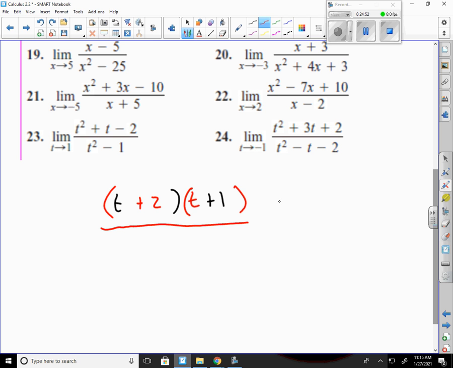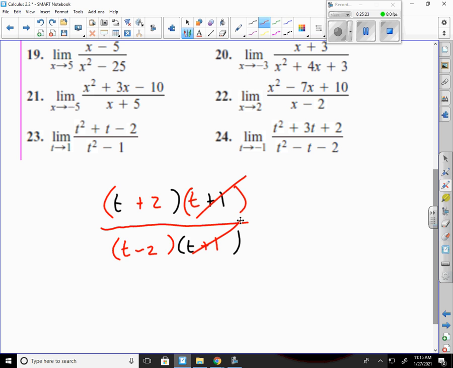In the denominator, I guess I should have checked that first. Negative 1 squared is 1, minus a negative 1 is 1, so that would be 1 plus 1, which is 2. Minus 2 gives me 0. Had a feeling it wasn't going to work. I think I did it yesterday. What multiplies to give me negative 2 and adds to negative 1? That's going to be t minus 2 and t plus 1.